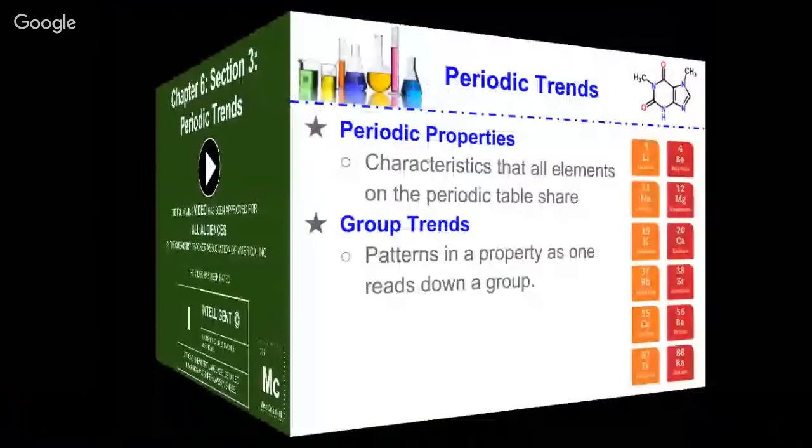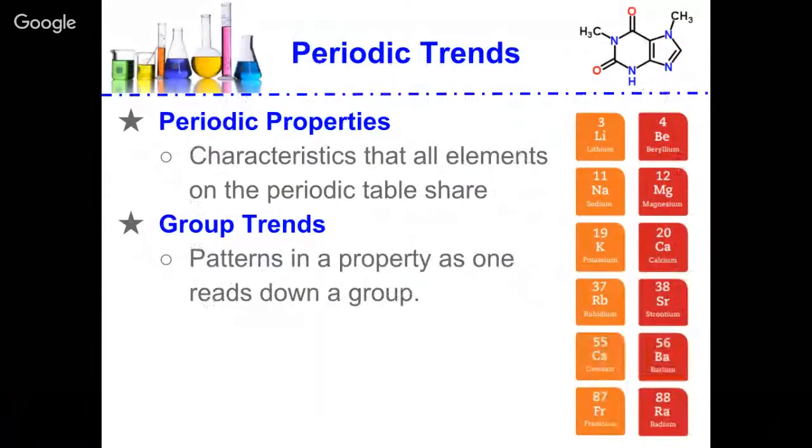So here we go. Let's first talk about periodic trends in general before we talk about the different kinds of them. Periodic properties are characteristics that all elements on the periodic table share. There are group trends, that is the patterns in a property as one reads down a group. And remember, this happens because of the number of electrons that are in the outer shell. This is also apparent because all of the elements in the same group, their electron configuration ends the same way.